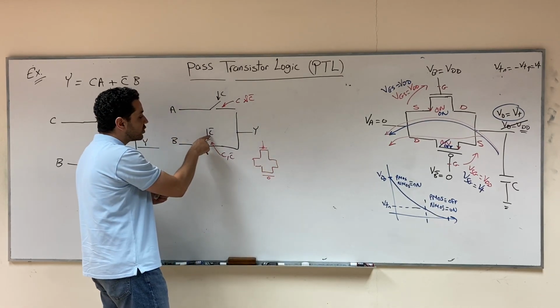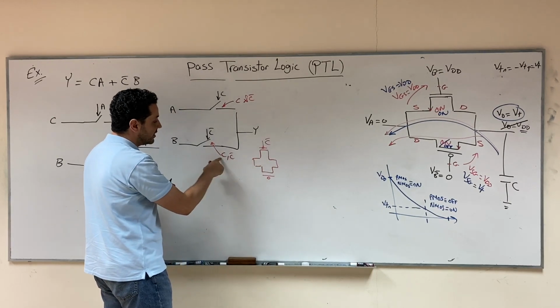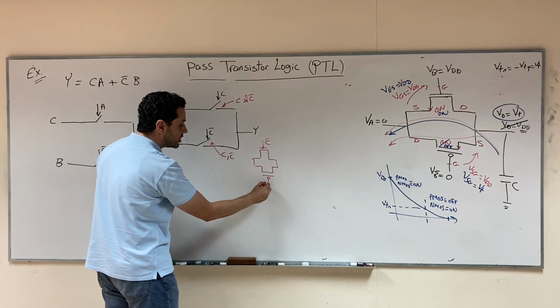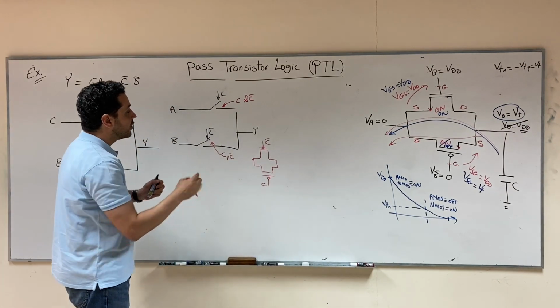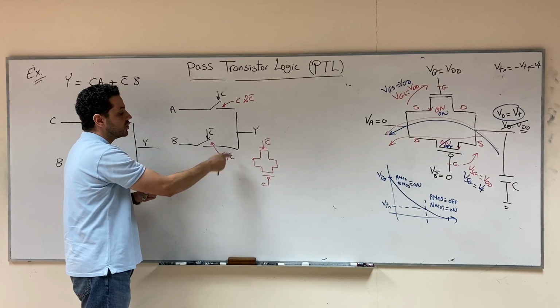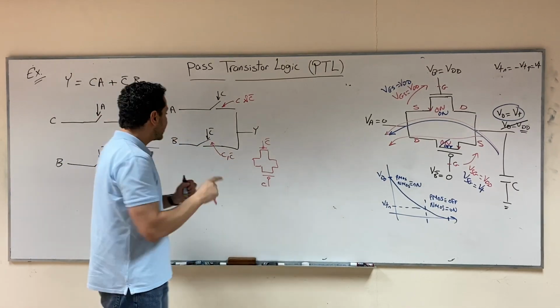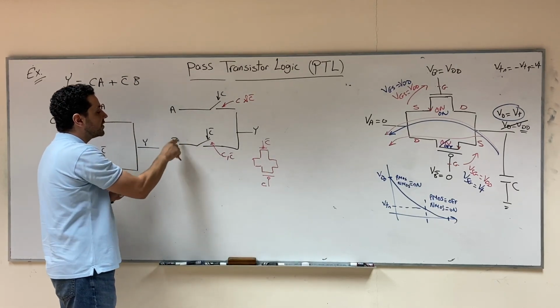And if you want to control the switch using C bar, then you put C bar to the n-mos and you put its invert, which is C, to the p-mos. So if you want to control this switch, you will need C and C bar, and if you want to control this switch, you need C and C bar, so you will need to invert only C. But A and B, you don't need to invert them.